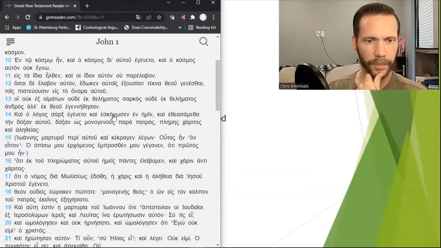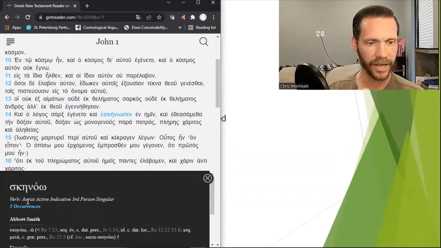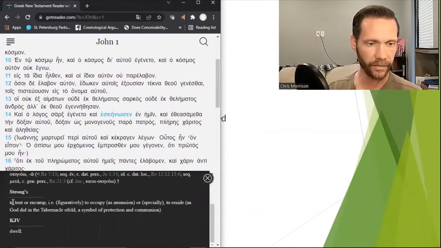And so if we get, for example, eskenosin here, if you click eskenosin, you're going to be told here that eskenosin in this verse is an aorist active indicative third person singular. It's an aorist verb from skenao. And then you can have the rough Strong's idea. The King James is to dwell. It means to tent or to encamp.